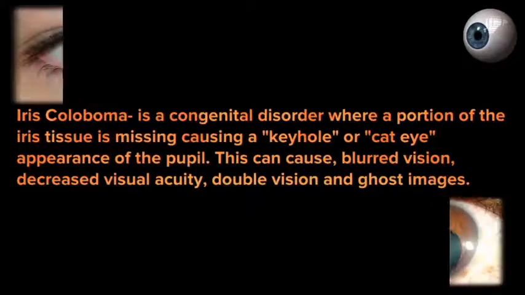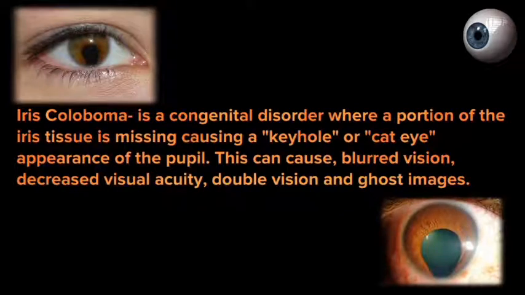Iris coloboma is a congenital disorder where a portion of the iris tissue is missing, causing a keyhole, or cat eye, appearance of the pupil. This can cause blurred vision, decreased visual acuity, double vision, and ghost images.